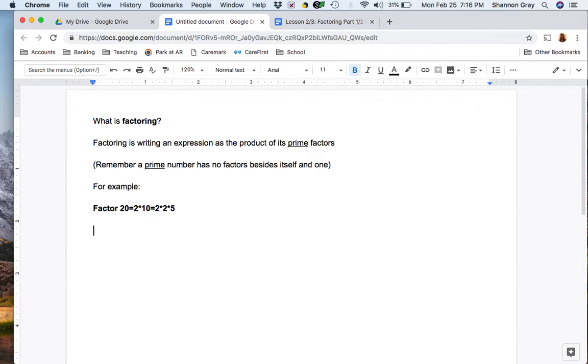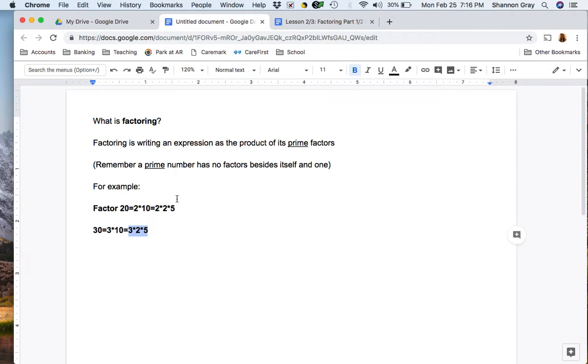And we can do another quick one. Let's say we want to factor 30. All right, so 30 is equal to 3 times 10, but again, we know 10 is not prime, so we got to keep going. So 3 times 2 times 5, since 10 is 2 times 5. So this would be called the prime factorization of 30. All right, so we're going to be doing the same exact thing, but with polynomials.